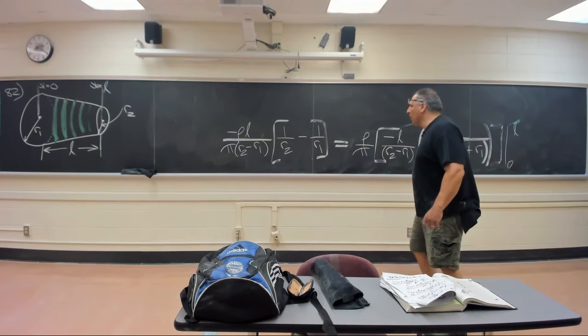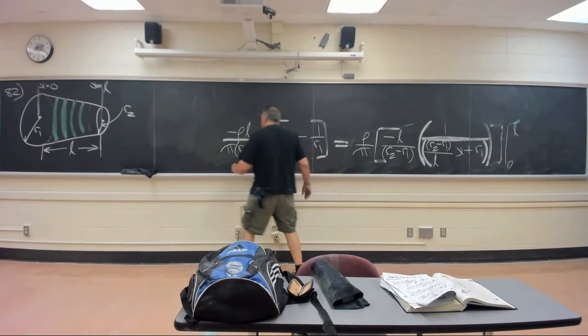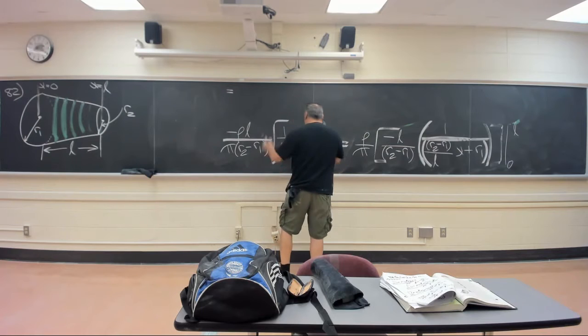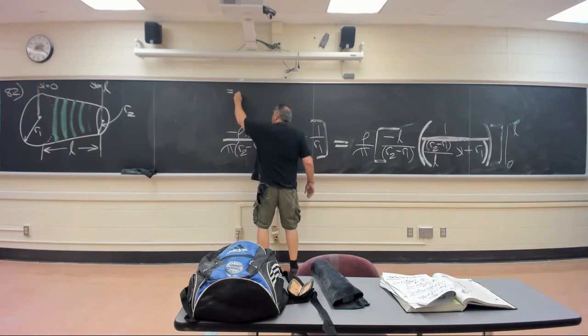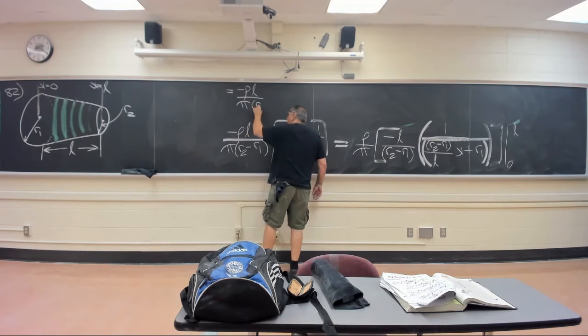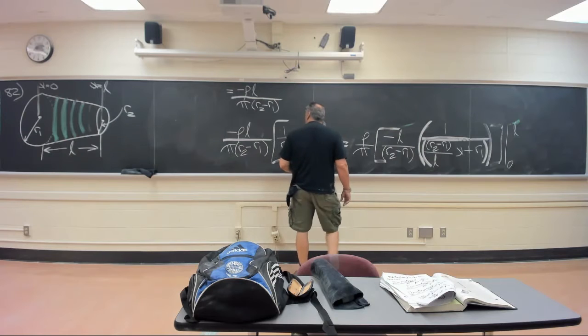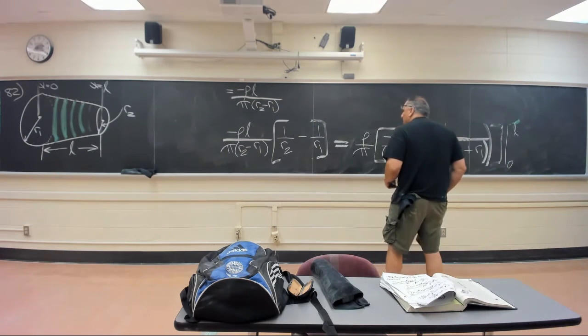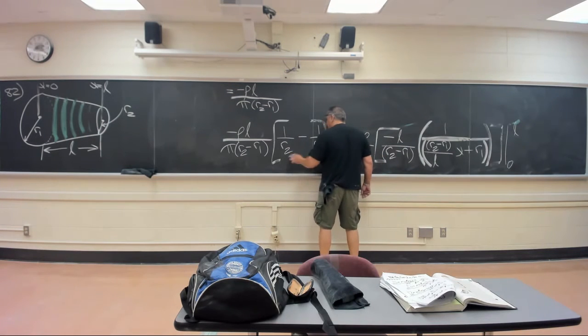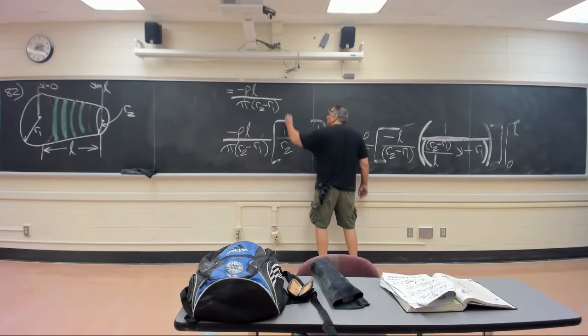Here it's a little more straightforward to look at. What are we talking about? What is this? Let's go up here. This is negative rho L over pi, R2 minus R1. Let's see what happens. We said this is going to be a positive answer. So let's see how it works. Tell you what I'm going to do.